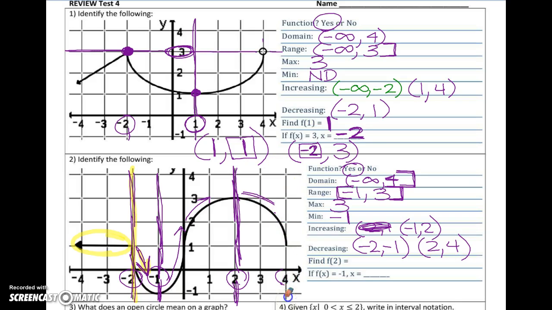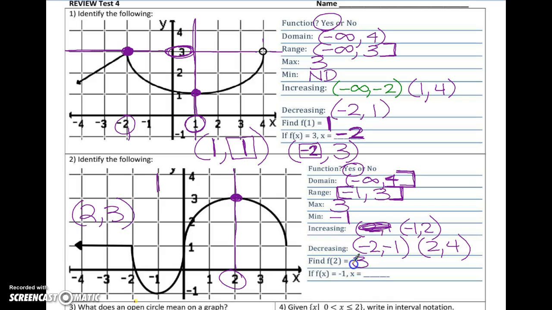All right, find f of 2. Again, that's the same thing as saying that the x value is 2. So it's 2 comma what? If I'm at the number x as 2, it's 2 comma what? What point is on that graph? That's the point 2 comma 3. So if my input is 2, my output is 3.